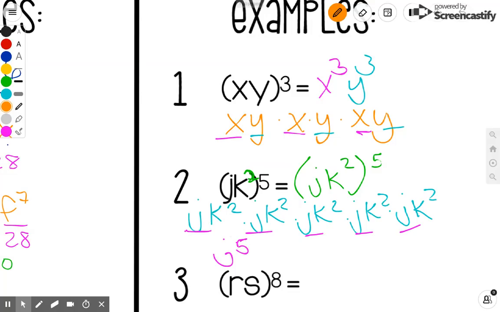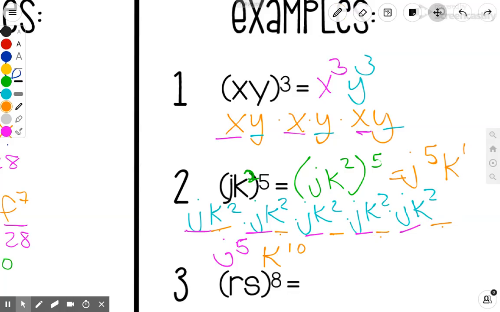And then my k's, I know that I've got squared, squared, squared, squared, squared. So I know I got 2, 4, 6, 8, 10. So k to the 10th power is my final answer. J to the 5th, k to the 10th. You try this next one.